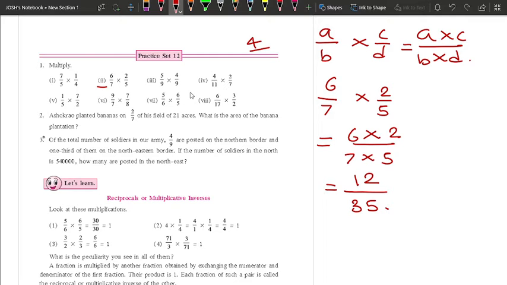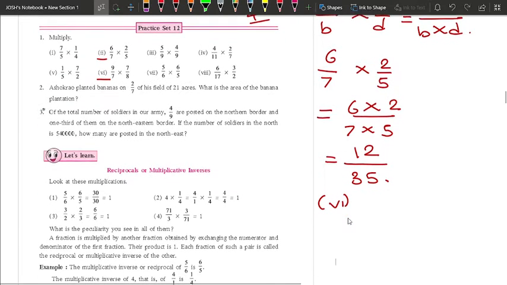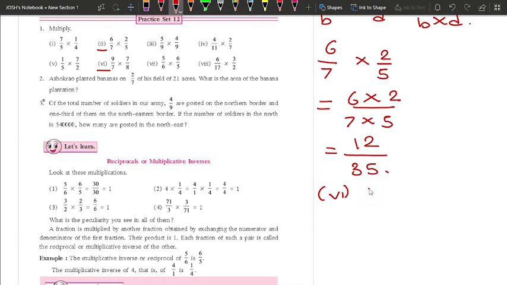The next question which we will solve is question number 6. Question number 6 says 9 by 7 multiplied by 7 by 8. Here comes an important concept. You will write this as 9 multiplied by 7 divided by 7 multiplied by 8.